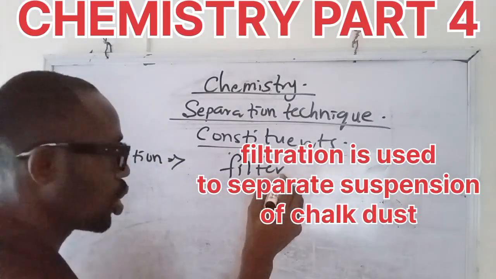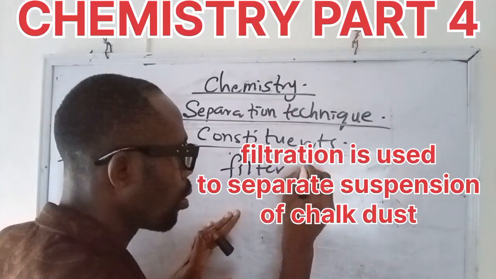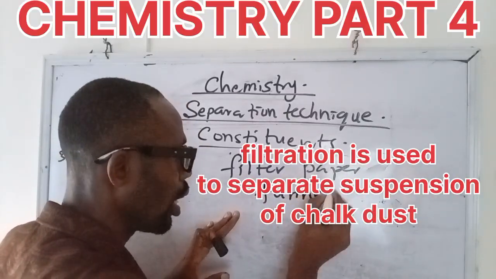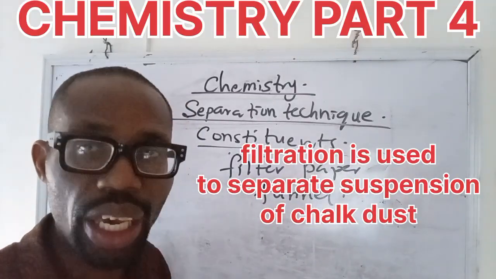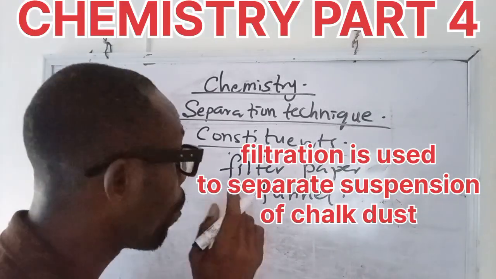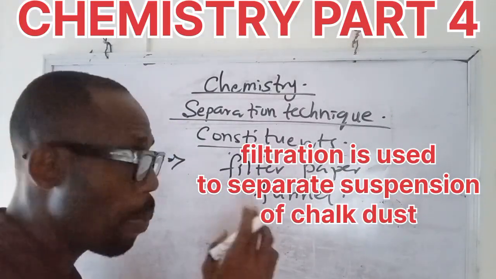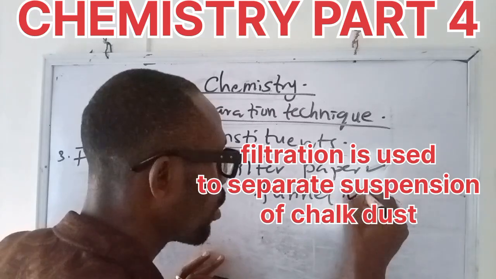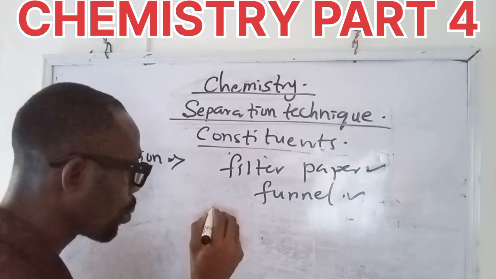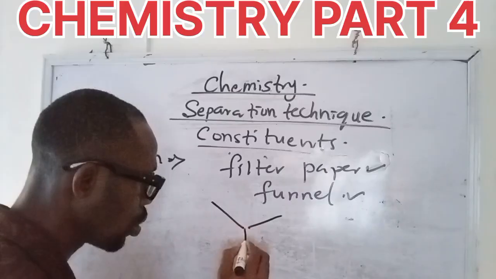So for filtration, you need a filter paper, and also you need a funnel. And lastly, you will need a conical flask, but you can also do it with a beaker. The most important materials employed here are the filter paper and the funnel. This is what the setup is going to look like.